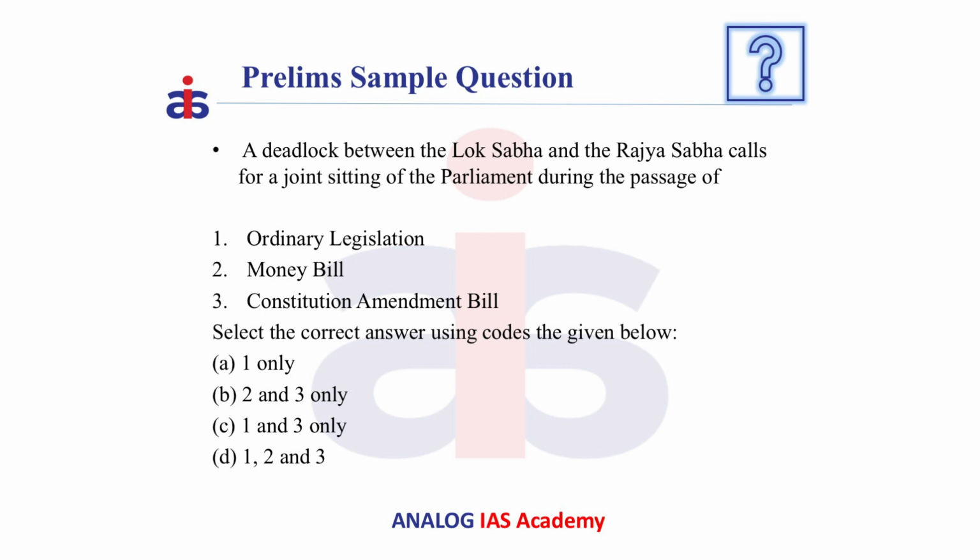So, as we discussed earlier, joint sitting can be used for only ordinary legislation and we cannot use it for money bill and constitutional amendment bill. So, the answer is A, 1 only.